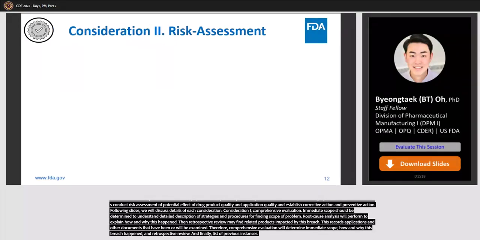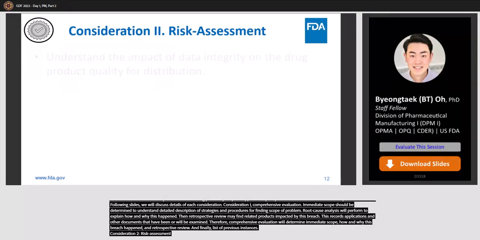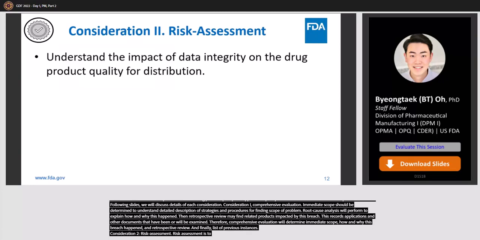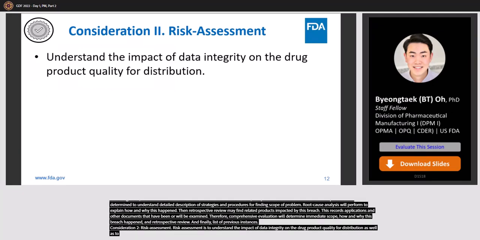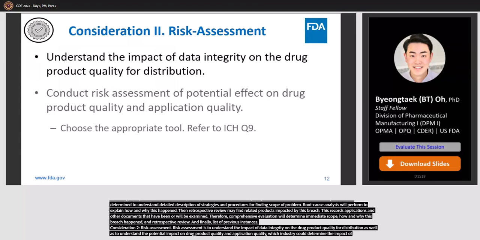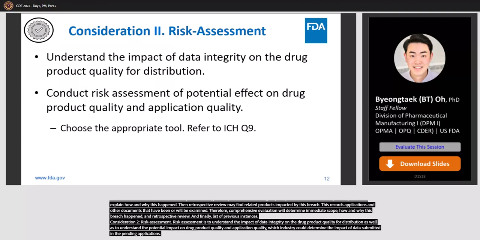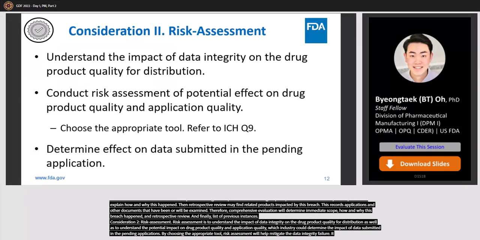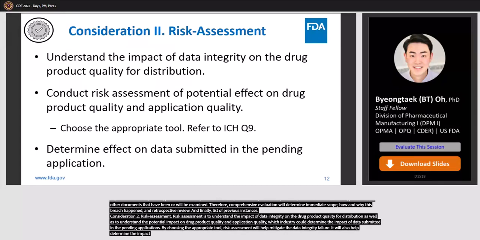Consideration 2. Risk assessment. Risk assessment is to understand the impact of data integrity on the drug product quality for distribution, as well as to understand the potential impact on drug product quality and application quality, based on which industry could determine the impact on data submitted in the pending applications. By choosing the proper tool, risk assessment will help mitigate the data integrity failure. It will also help determine the impact on data submitted in the pending applications.